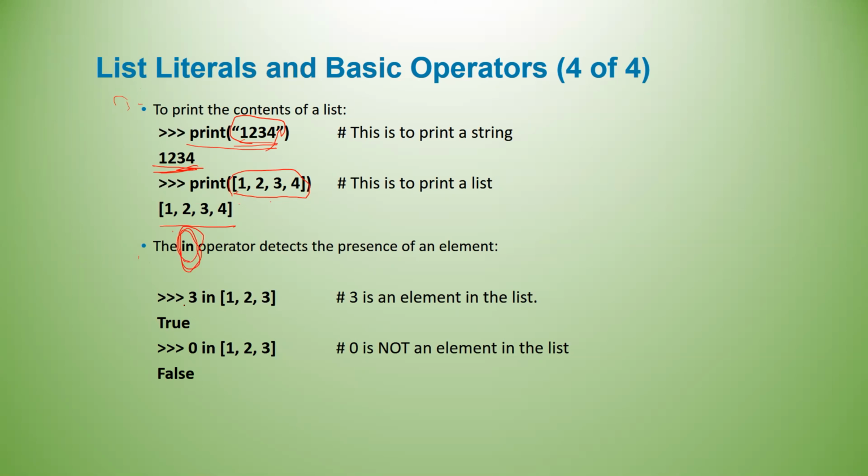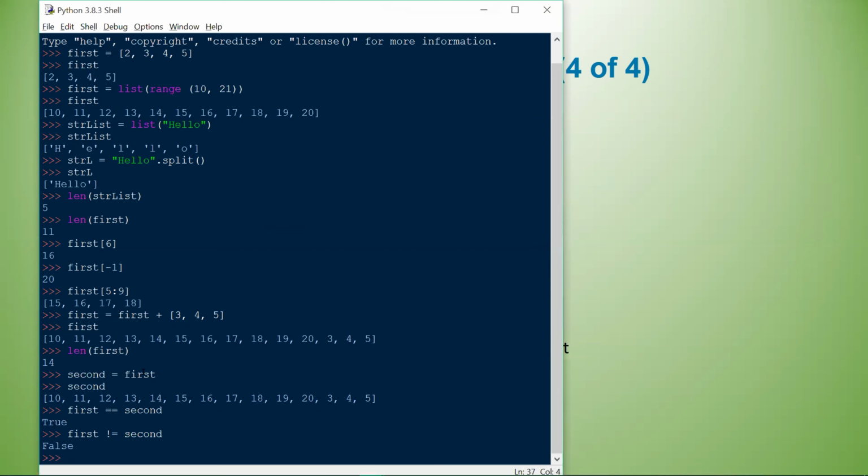So this is an expression, everybody. It doesn't do anything. It's an expression. And it will give you the evaluated value of true because you are saying is 3 in the list of 1, 2, 3, and it is true. So it returns true. 0 in 1, 2, 3, it returns false. Okay, so that is pretty easy to use, right?